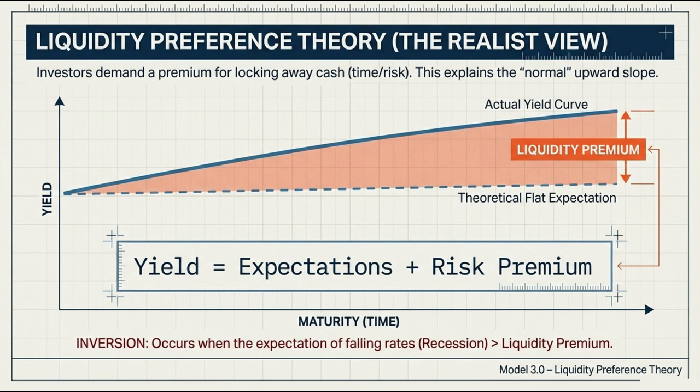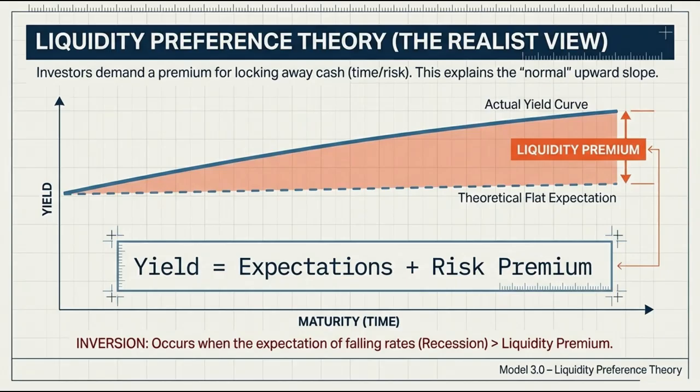So if pure expectations suggested the 30-year rate should be 4%, the liquidity premium might push it up to 5% or 5.5%. And that explains why the yield curve is upward sloping most of the time. It is the default, normal shape of the market. Investors are perpetually demanding compensation for risk and lack of liquidity. A flat curve implies the market expects short-term rates to fall just enough to negate that premium.